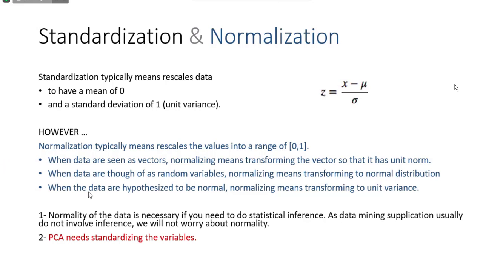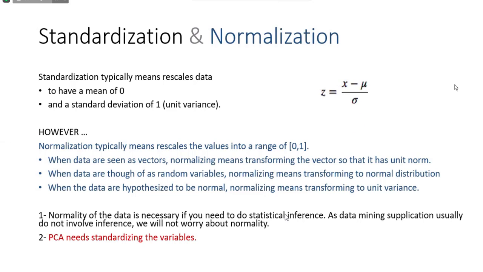And then we have the third one, when the data are hypothesized to be normal, normalization means transforming to unit variance. It means that we have a kind of normal distribution, but the variance is not 1, and we want to make some changes so that the variance is 1. So normalization in different contexts and in different literature has a slightly different meaning that we have to consider when we are talking about normalization. But standardization is something unique that we can see here.